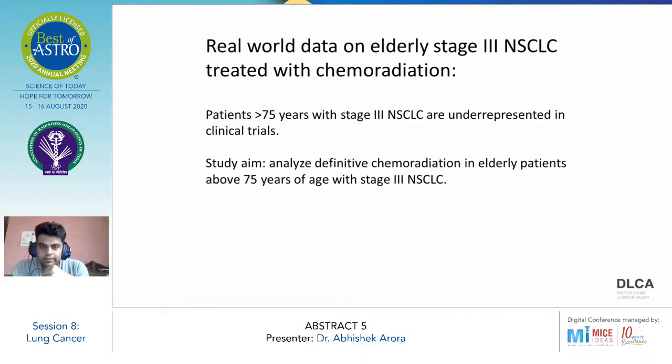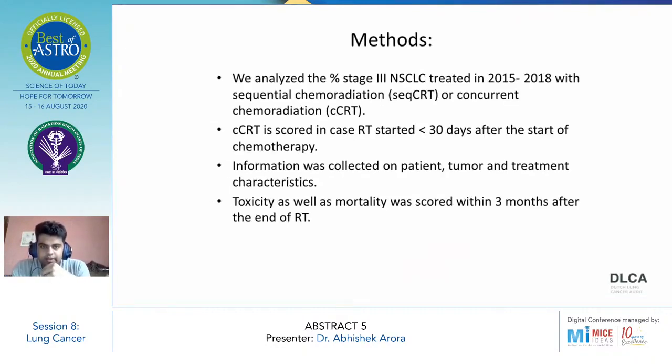The aim of this study was to analyze definitive chemoradiation in elderly patients, defined as above 75 years of age, with stage 3 non-small cell lung carcinoma. The study methodology was that they analyzed the percentage of stage 3 non-small cell lung carcinoma patients treated throughout 2015 to 2018, a period of 3 years, with either sequential chemoradiation or concurrent chemoradiation. Treatment is scored as concurrent CTRT if RT is started within 30 days of prior chemotherapy. Information was collected on patient characteristics, tumor size, and treatment characteristics. Toxicity as well as mortality was scored within 3 months after the end of RT.